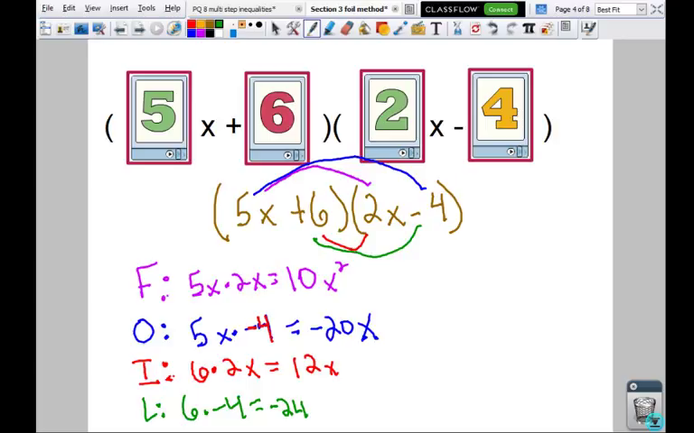Okay, we're gonna do another one together. So we have to combine like terms before we write out our answer. Negative 20x plus 12x is negative 8x, like Caleb said. Okay, so we are basically done, but we have to actually write our answer out. We can't just leave it like this. So I'm gonna have 10x squared minus 8x, because it's a negative there, and then minus 24.